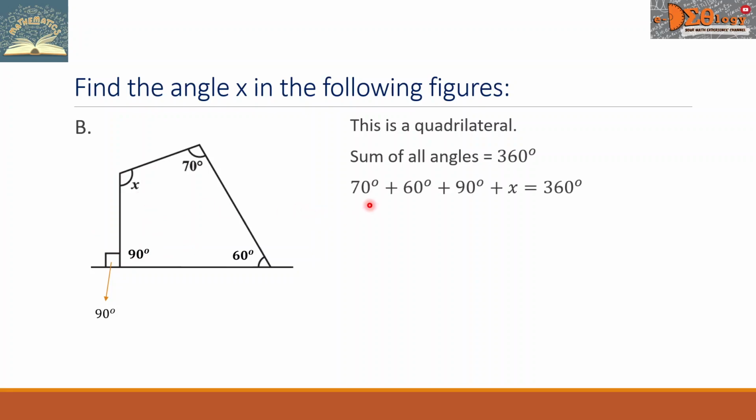We add 70 degrees plus 60 degrees plus 90 degrees plus x equals 360 degrees. Then we combine 70 degrees, 60 degrees, 90 degrees as 220 degrees plus x equals 360 degrees. We transpose this 220 degrees to the right. So x on the left equals the right side 360 degrees minus 220 degrees. And the difference is 140 degrees. This is the angle x.